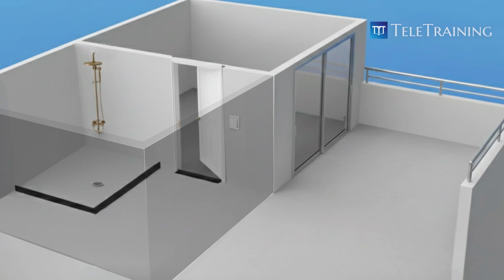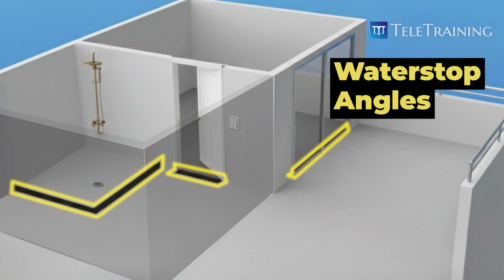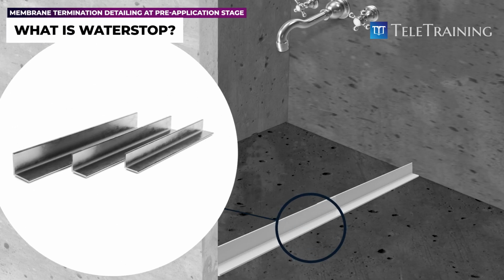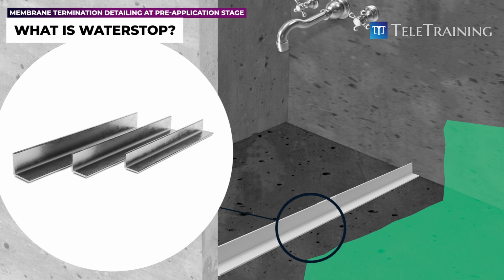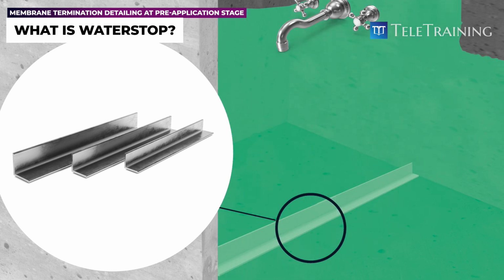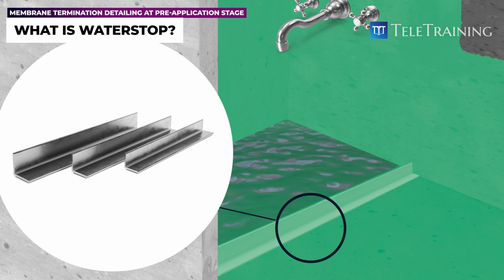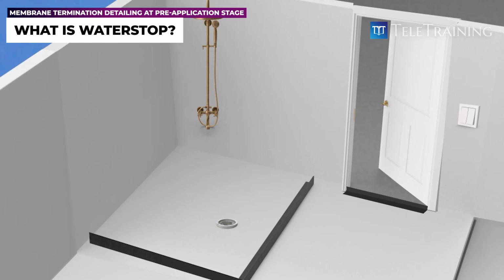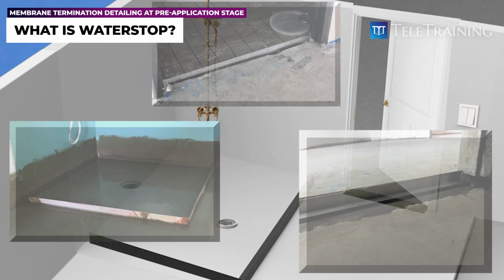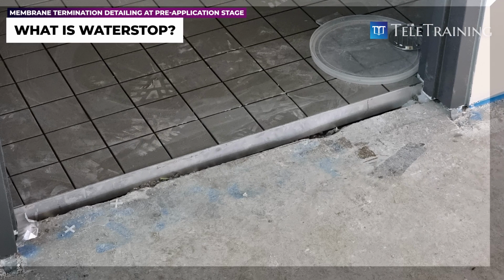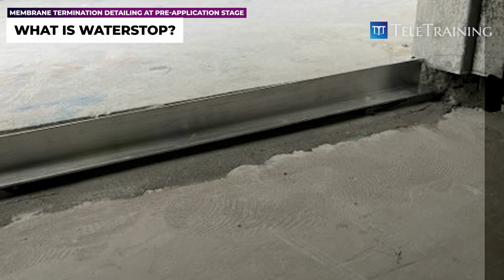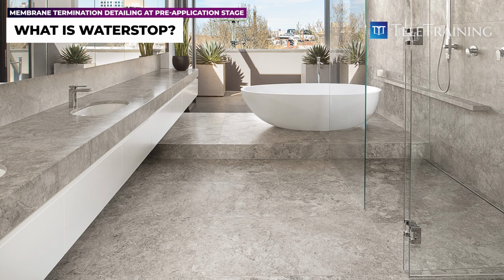Let's move on to the next common termination detail used at the perimeter of wet areas without a wall: water stop angles. Water stops are non-porous angles that allow the membrane to extend to the vertical face, effectively creating a fully isolated wet area. Water stop angles are commonly available in 3 different materials: stainless steel, PVC, and aluminum. Water stop angles can be used in both internal and external areas, depending on the design.